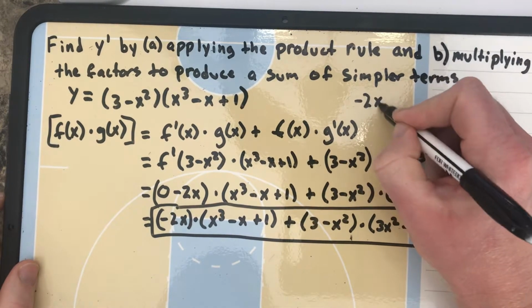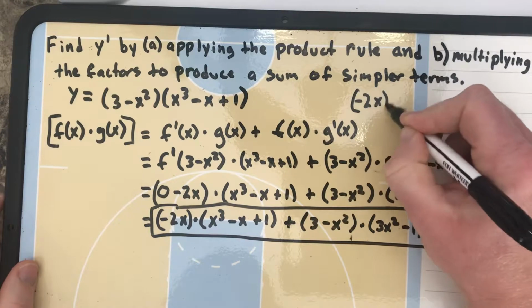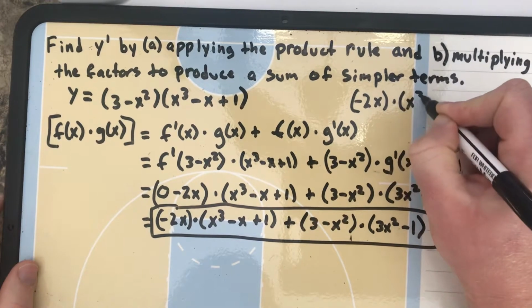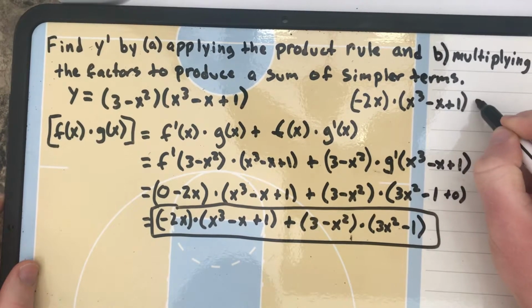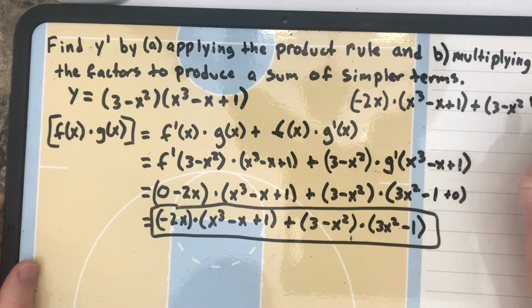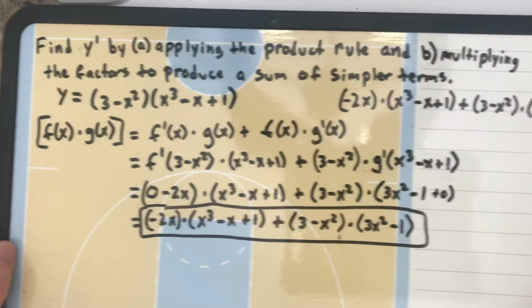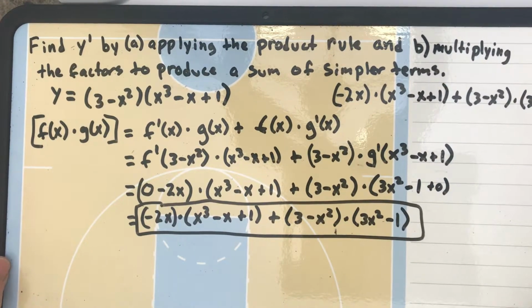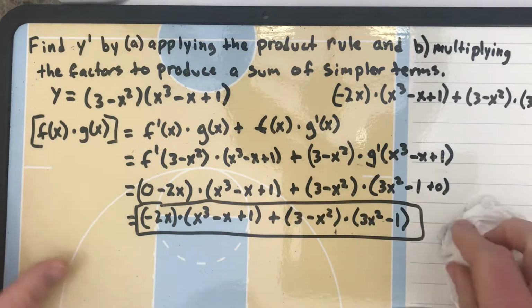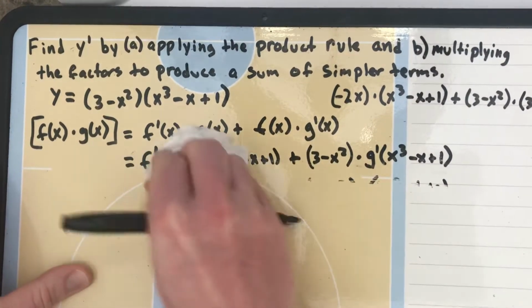Negative 2x times x cubed minus x plus 1 plus 3 minus x squared times 3x squared minus 1. Now you might not have this complete in the video. I'll show you, it's off to the side here. But I will pull that back later on and we'll use that. So let's erase this and go to part B.